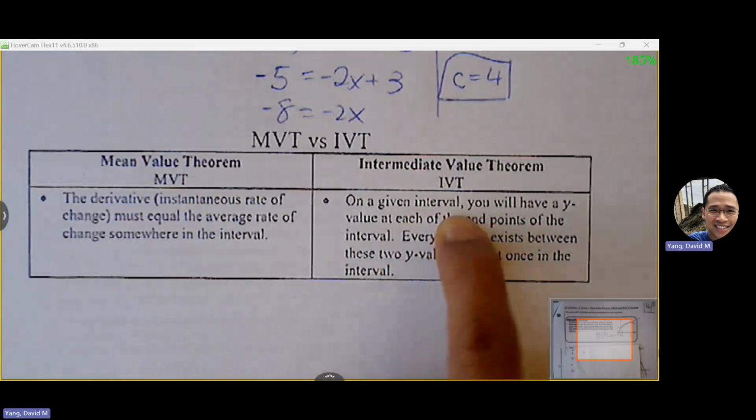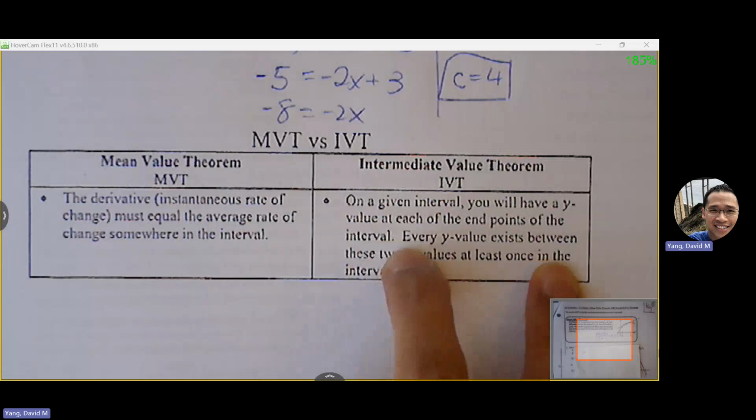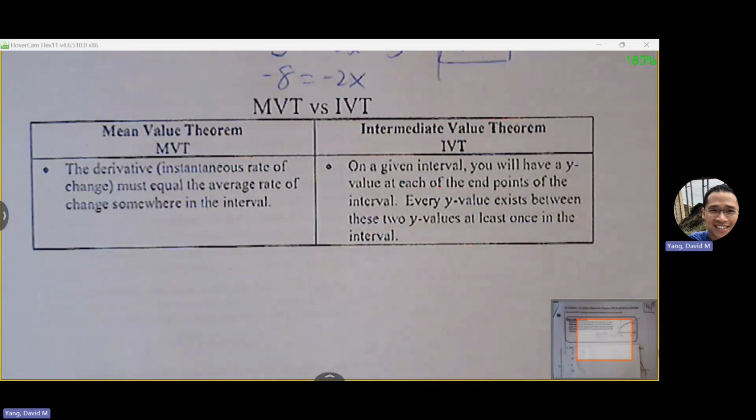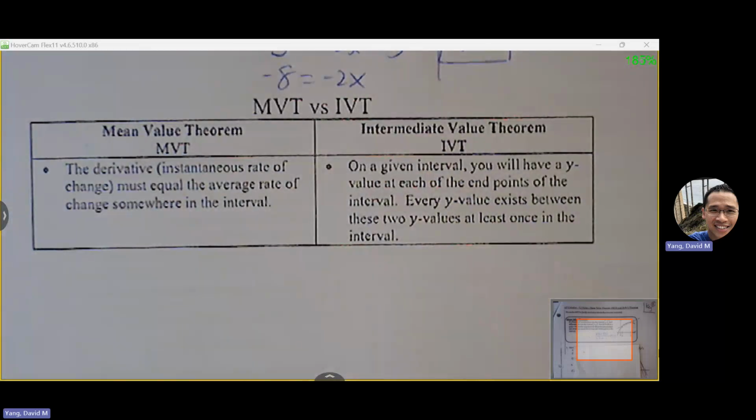It's where on a given interval, you will have a y value at each of the endpoints of the interval. Every y value exists between these two y values. So IVT says if I have two endpoints that are provided, then I can guarantee that every y value between those two endpoints is going to be hit at least once. So if I want to guarantee some middle y value, I just have to show that my endpoints are above and below my target y value.